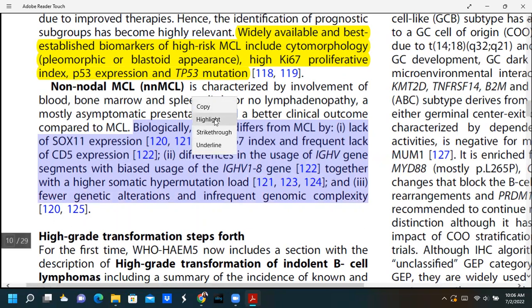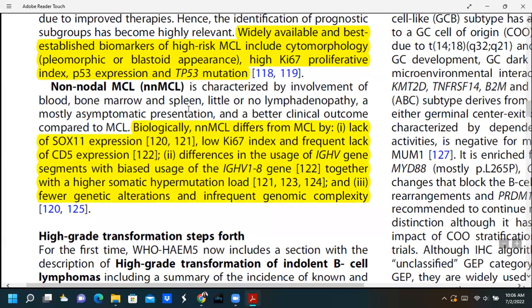So basically, we used to have another paragraph on leukemic non-nodal mantle cell lymphoma in WHO. And it was more CLL-like, if you guys remember. It was more leukemic. It was not having lymphadenopathy. It was more in the blood and bone marrow. And in fact, it was having like CD23 or something as well, which was more CLL type. It was lacking SOX11. It was like different from the mantle cell lymphoma entirely. So now they are telling the same thing here. So it will lack the SOX11. It will have low Ki67 index. They will be lacking frequent CD5 expression. Differences in usage of IGHV segments with biased usage of IGHV1-8, high somatic hypermutation load, few genetic alterations, infrequent genomic complexity. And this has a better clinical outcome given that everything going on with this thing.